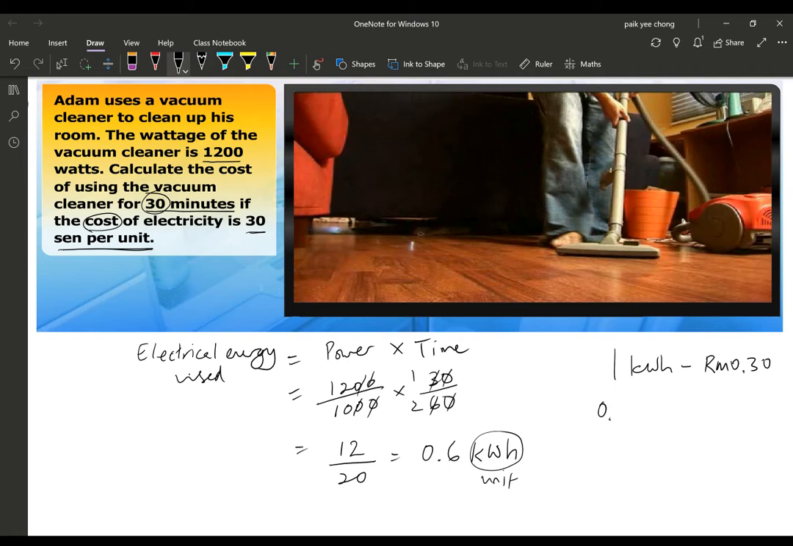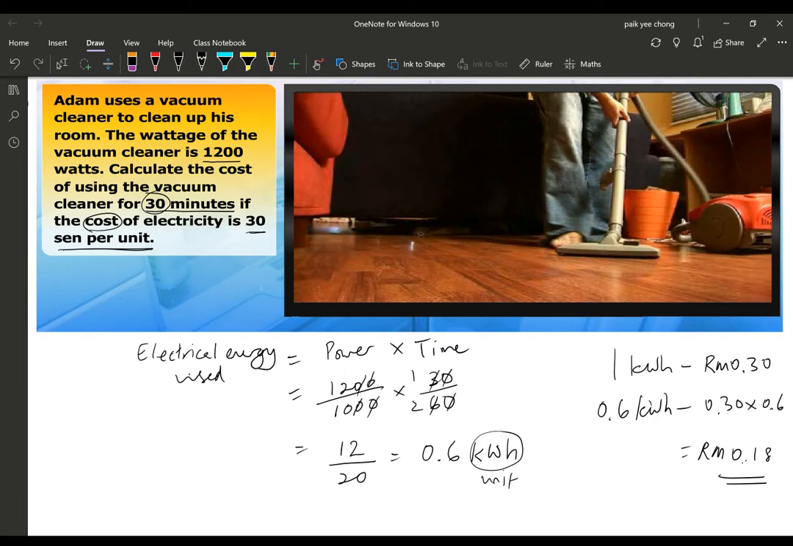So if 0.6 kilowatt hour, kWh, don't forget the kW is capital letter. Okay, so 0.30, 0.3, you can just forget about the last zero. Times 0.6. So you do a bit of calculation with your calculator, and your answer will be, how much is that? It is 18 cents. Or, since you're in 0.30, you've got to put it in RM then. RM 0.18.